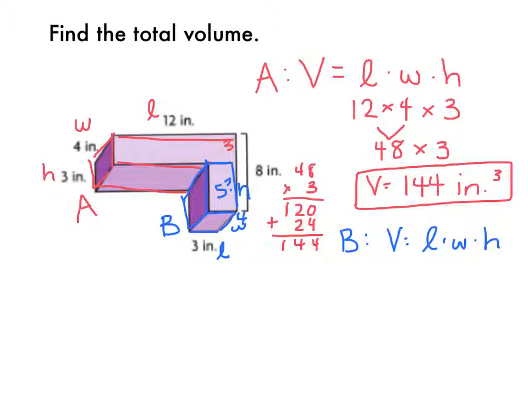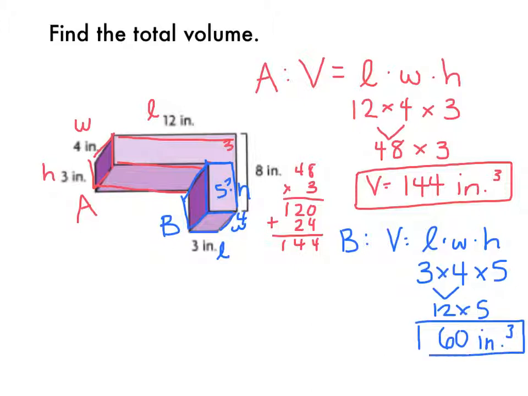So now I have identified my length, my width, and my height, and I can go and plug those into my formula. 3 by 4 by 5. So 3 times 4 is 12, and 12 times 5 is 60 cubic inches. So that's for shape B.